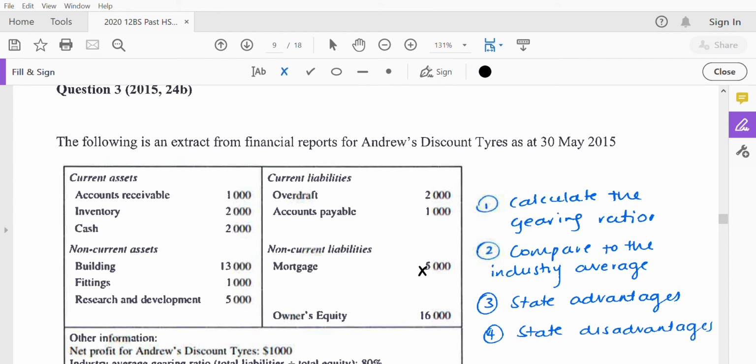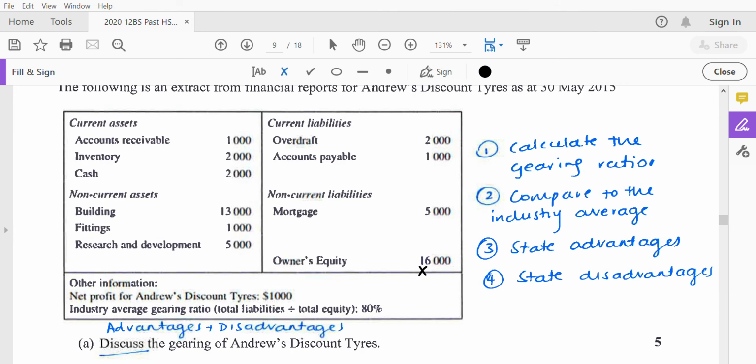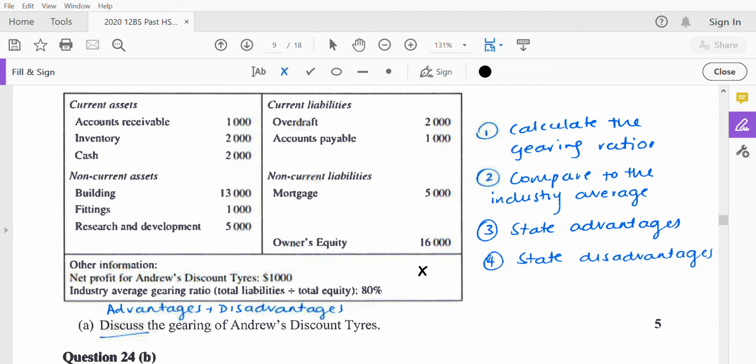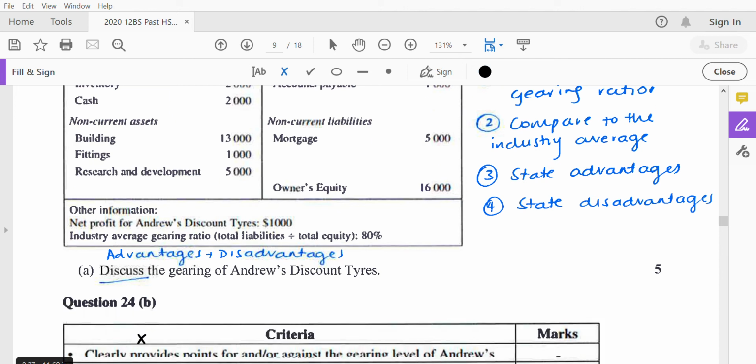Now, this question here is a 5 marker, I think it was. And because it's discuss, we're looking at the advantages and disadvantages. What I would do here, it says discuss the gearing for Andrew's discount tyres. So the first thing you have to do is calculate the gearing ratio. Then you need to compare it to the industry average. So you're going to calculate it, get a figure. Then you're going to compare it to the industry average, which is 80,000. Then you're going to state the advantages, and then you're going to state the disadvantages.